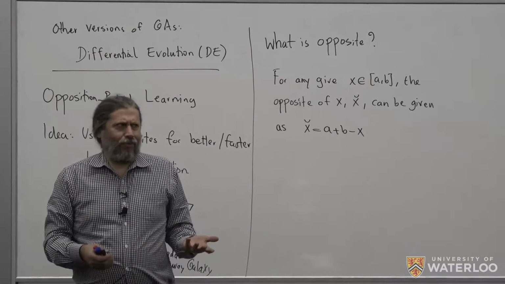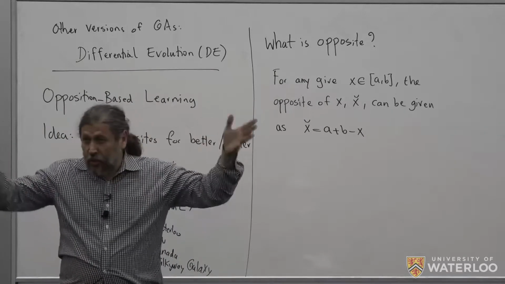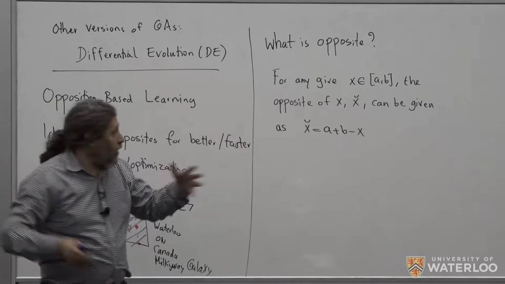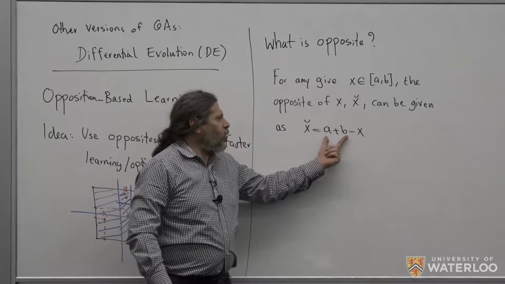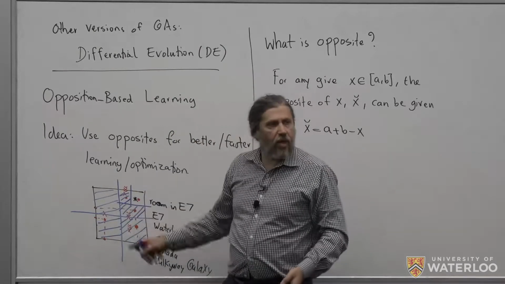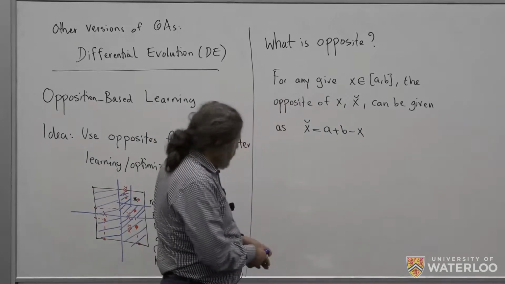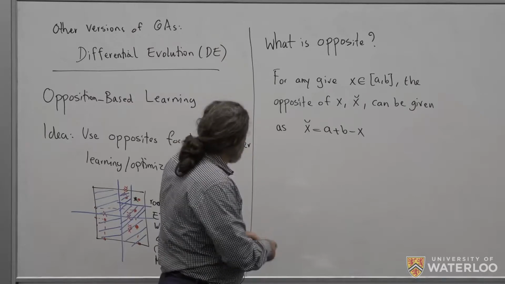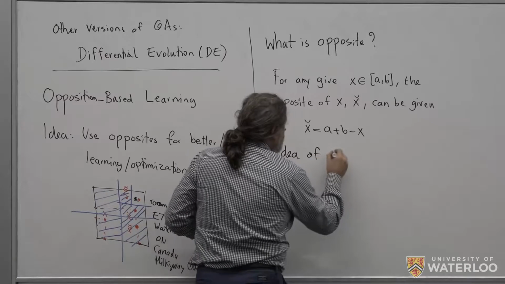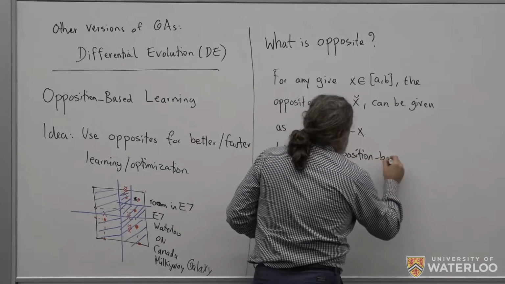Okay, but what does that mean? Well, at the moment, nothing, because we have not defined an output function. What do these numbers do? So I need to do that. But if I know the interval, I can define a simple symmetry-based opposite. Okay. So what is the idea of learning? So the idea of opposition-based learning.